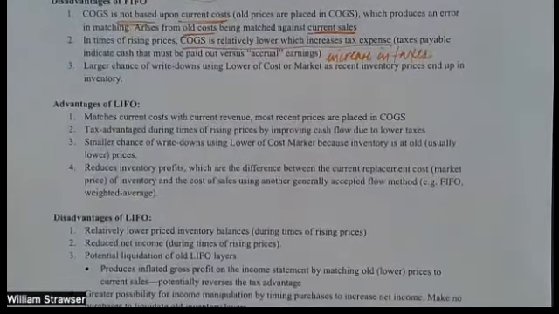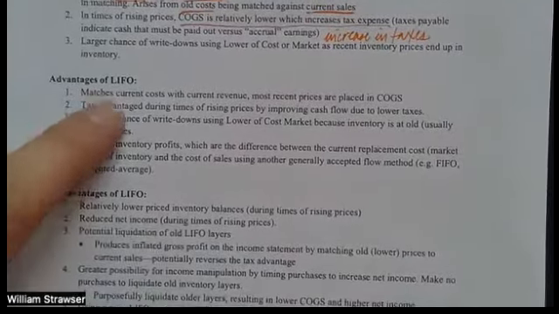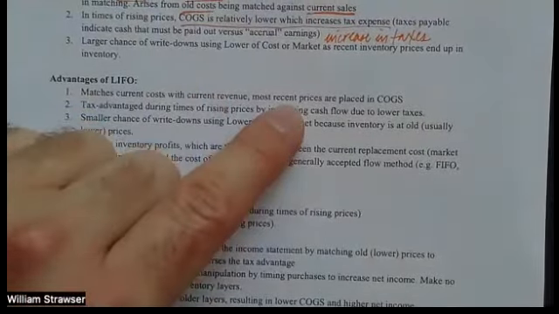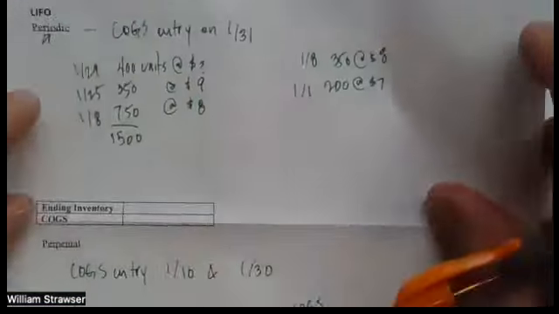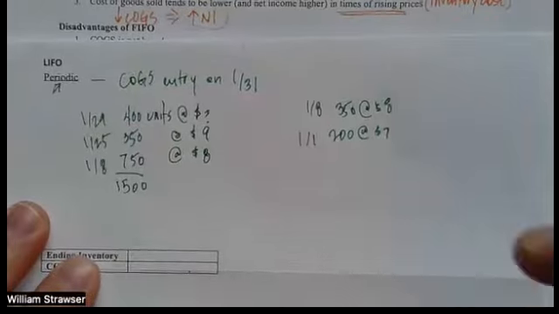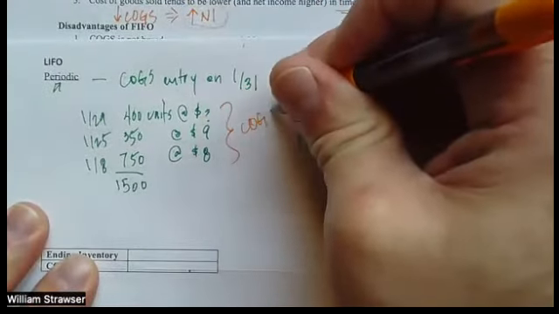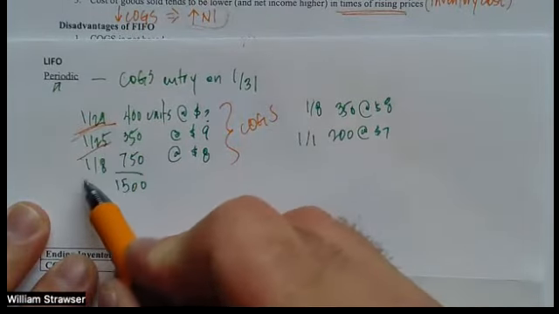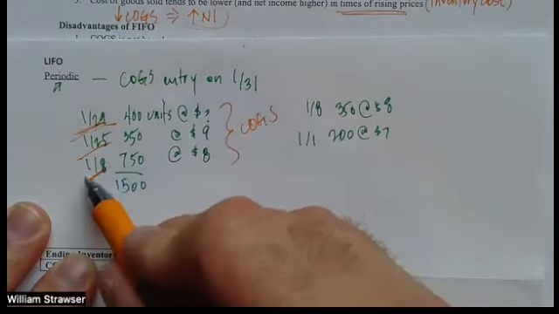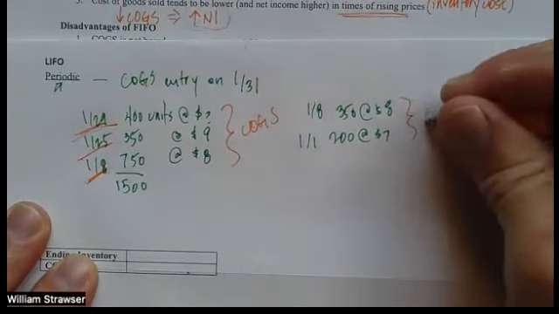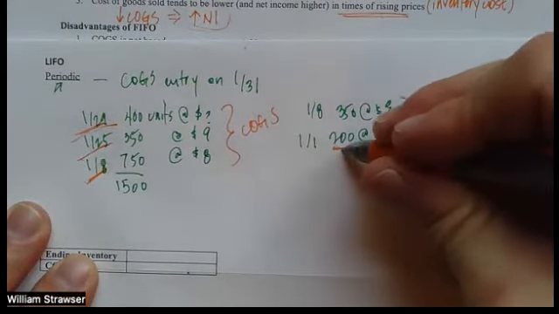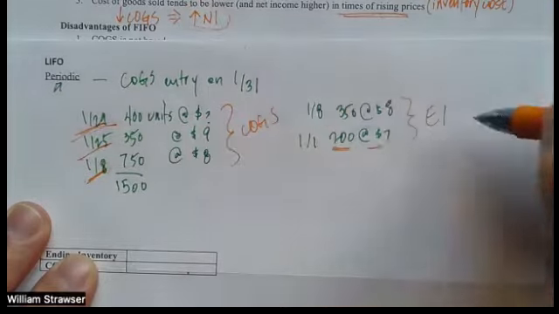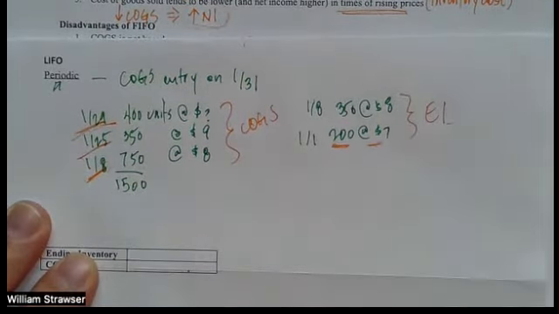What are the advantages of LIFO? We match current costs with current revenue. The most recent prices are placed in cost of goods sold. So if we look at that LIFO method that I was doing over here, what's going to cost of goods sold? It's these guys that I'm putting into cost of goods sold. The stuff I sold at 2 days from the end of the month, 6 days from the end of the month. Because I didn't make any purchases, I have some of those, but I don't include my ending inventory. I don't include the stuff that was in my beginning inventory in cost of goods sold. I put it in my ending inventory, so it gets left behind.